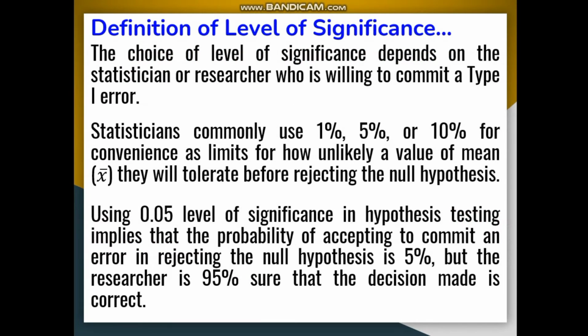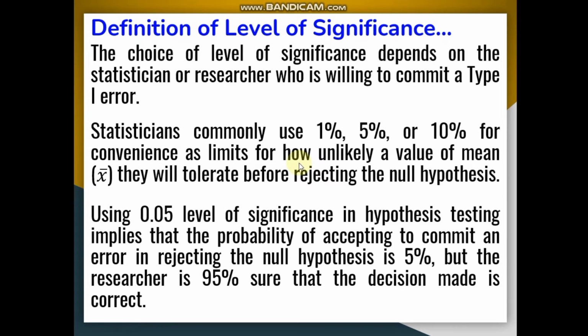Okay, next. To minimize yung pagkakaroon ng type 1 error, statisticians commonly use 1%, 5%, or 10%. So, what's the meaning of this? The meaning of this, 1, 5, and 10%, is these are the chance. These are the probabilities na si researcher nag-commit ng type 1 error. Ibig sabihin, yung conclusion niya ay instead of accepting, na-reject.